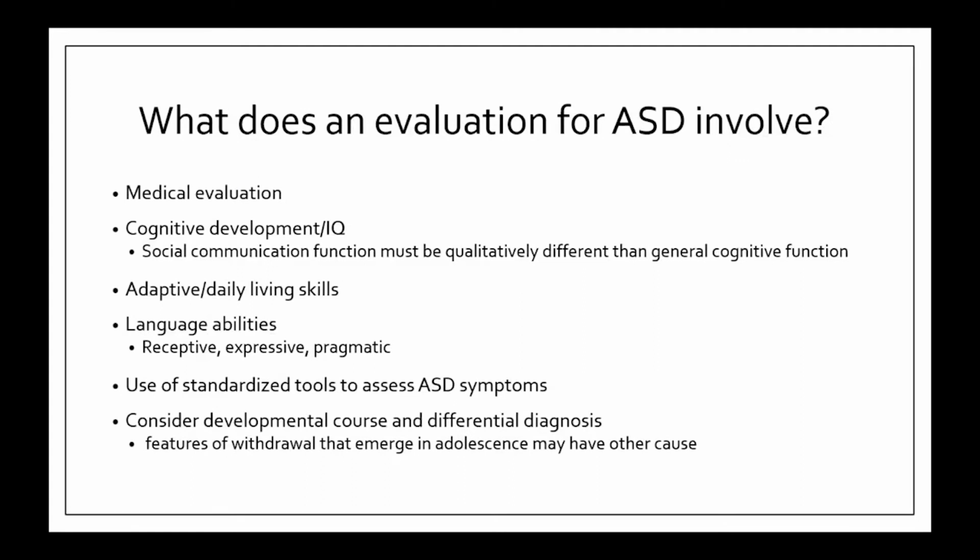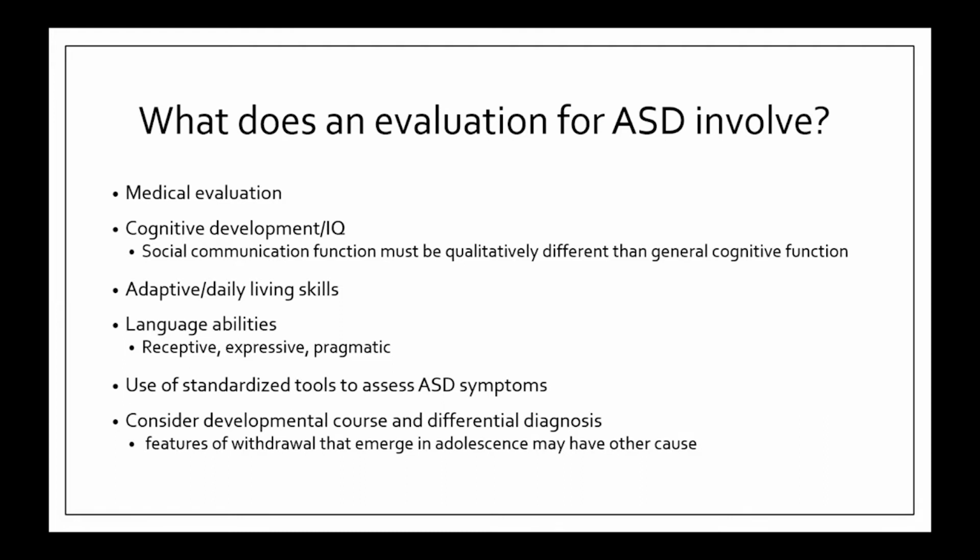So what does an evaluation for autism entail? For all individuals, but especially those with genetic conditions, it's really important to have a good medical evaluation first to rule out any other medical conditions that may be causing or mimicking symptoms of autism. So in Down syndrome, we think of things like obstructive sleep apnea. That might lead to different behavioral changes that might look like autism, but understanding that or treating OSA can help us tease that apart. Ideally, an evaluation is with an interdisciplinary team.